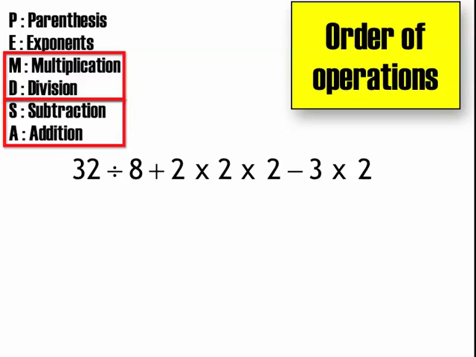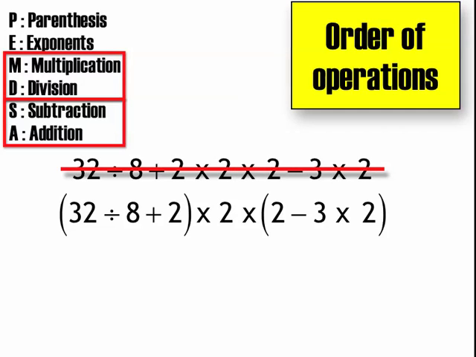Alright, now let's look at the same expression, except we'll add parentheses. 32 divided by 8 plus 2 in parentheses, and the 2 minus 3 times 2 in parentheses. Same expression, just put parentheses. So according to PEMDAS, the first focus has to be on the parentheses. So I'll look inside the parentheses, and then I'll apply PEMDAS again to the stuff that's inside the parentheses. So I'm going to look at the 32 divided by 8 plus 2. Division comes first, so that's the first thing I'll do.